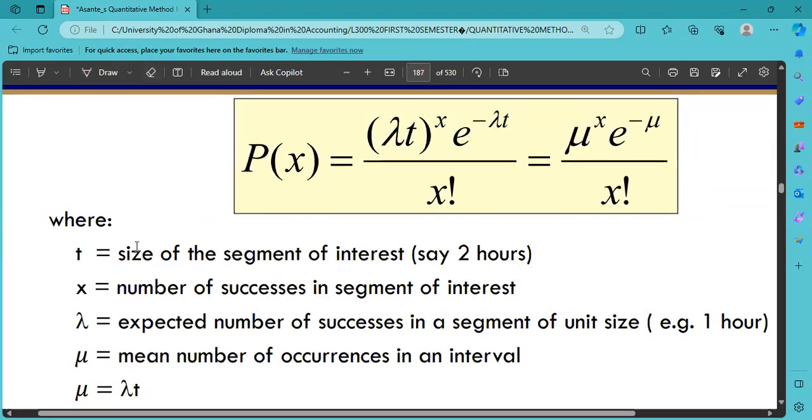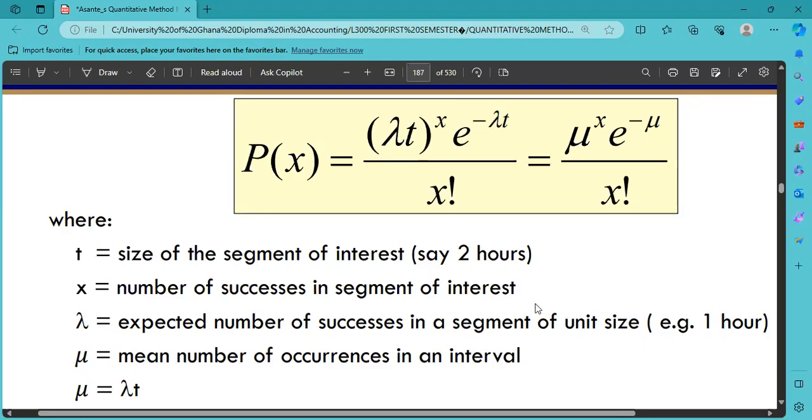In this formula, t is equal to the size of the segment of interest, say 2 hours. So t is the time. And x is the number of successes in the segment of interest. So x is actually what we are looking for. You understand? The probability of x happening is what we are looking for. And lambda is the expected number of successes in the segment.